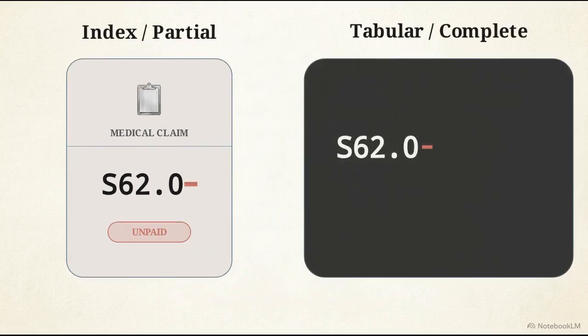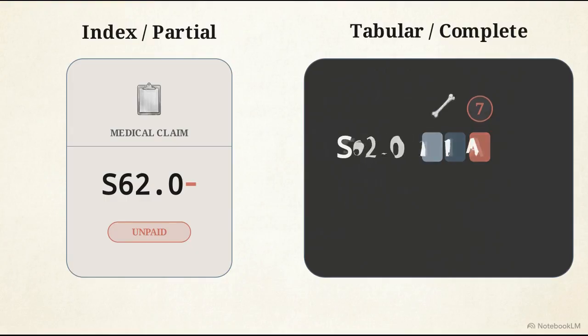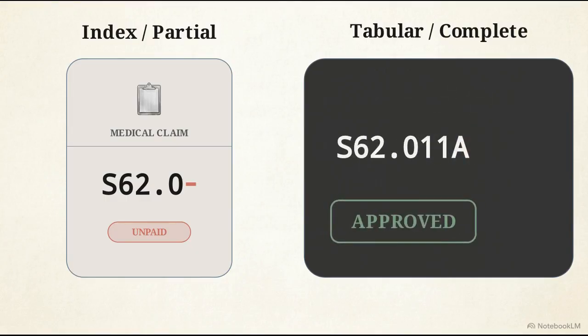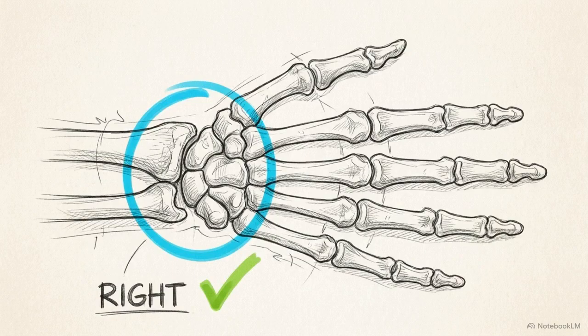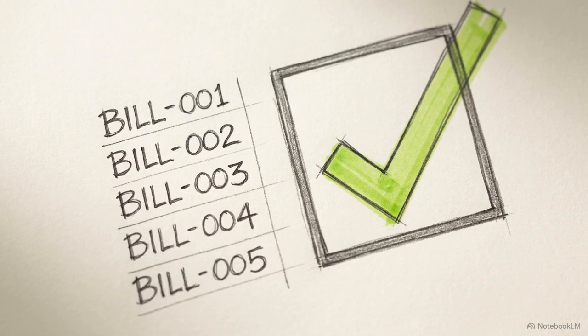Let's look at this split-screen comparison. On the left is the short, partial code we found in the index. On the right, you see the complex 7-character code assembling itself into a complete diagnosis from the tabular list. We reached this result by applying the required 7th character, confirming the right side laterality, and checking our sequencing rules to ensure accurate billing.